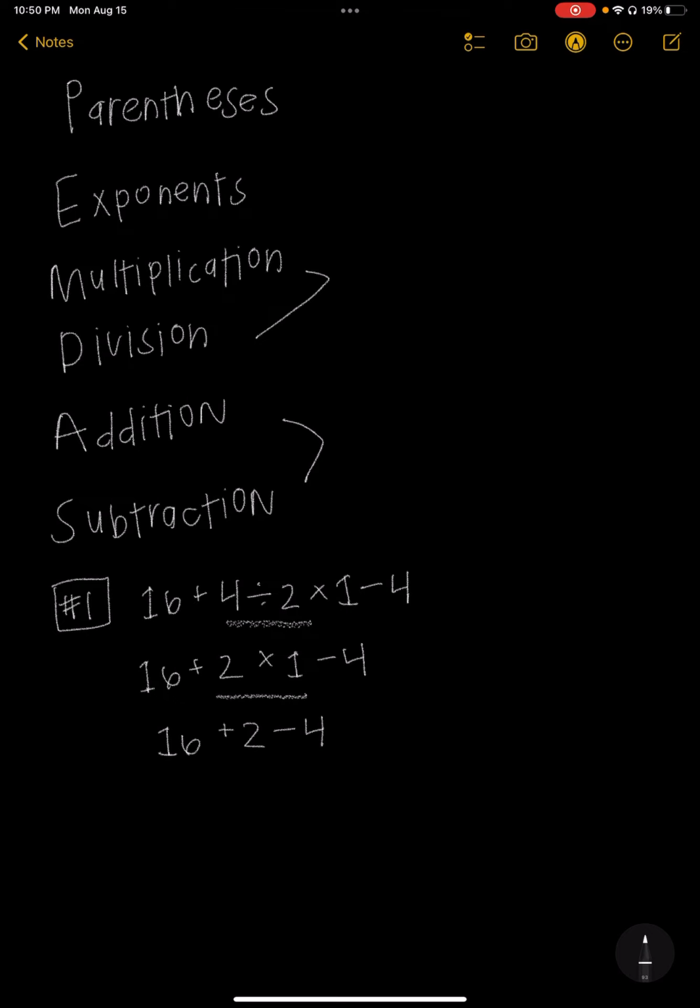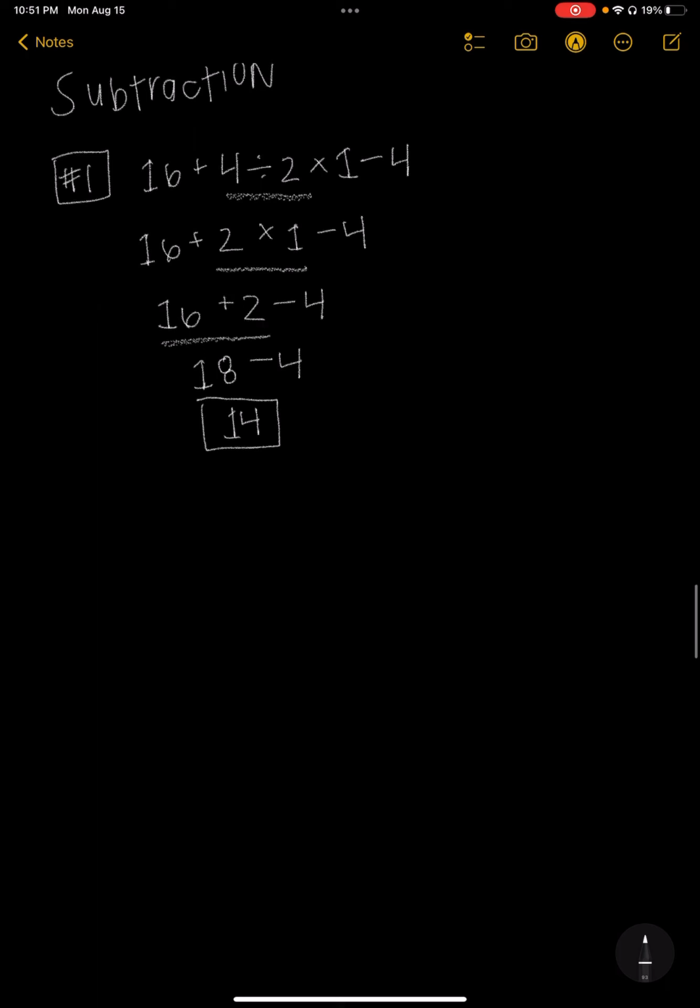All right, now we just have an addition and a subtraction problem. Because the addition comes first in the equation, we're going to add first. So we have 16 plus 2. Well, 16 plus 2 is 18, and then minus 4, and then now it's just one operation. So there's only one thing to choose, and it's subtraction, which we can do 18 minus 4, and 18 minus 4 is 14. And this is my answer. This is the simplified version. All right, let's do another example.